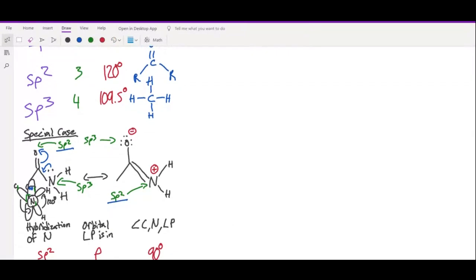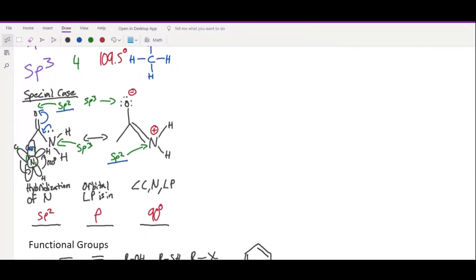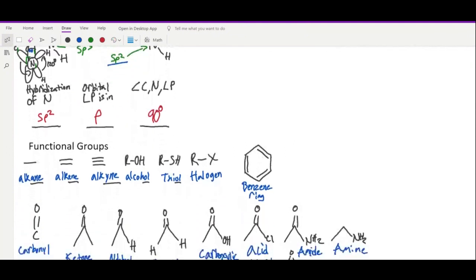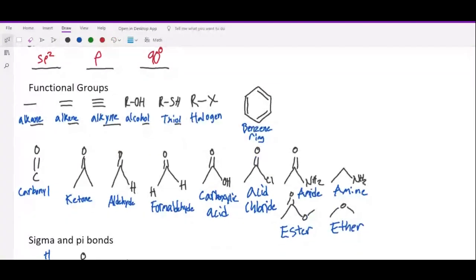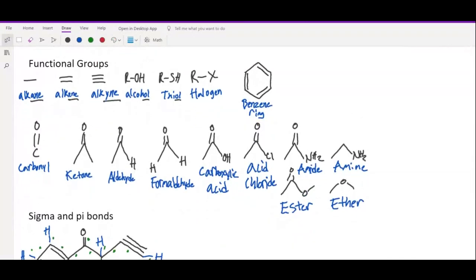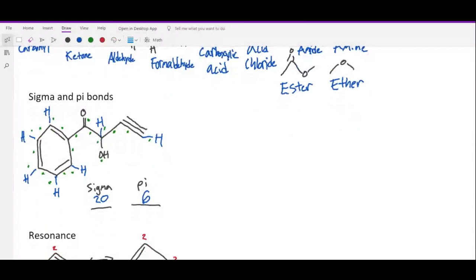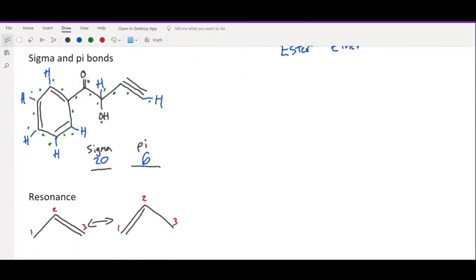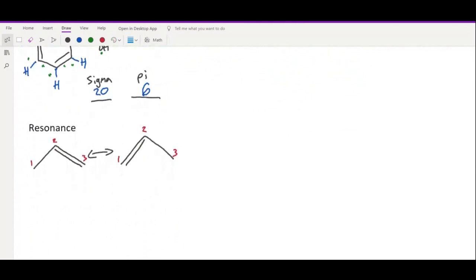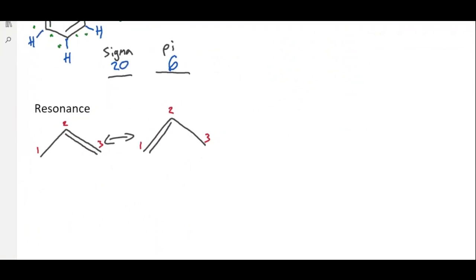This is the special case. Here are all the functional groups. And here is the sigma and pi bond example that we did. And now we're going to talk about our favorite topic, resonance. Yay, resonance.